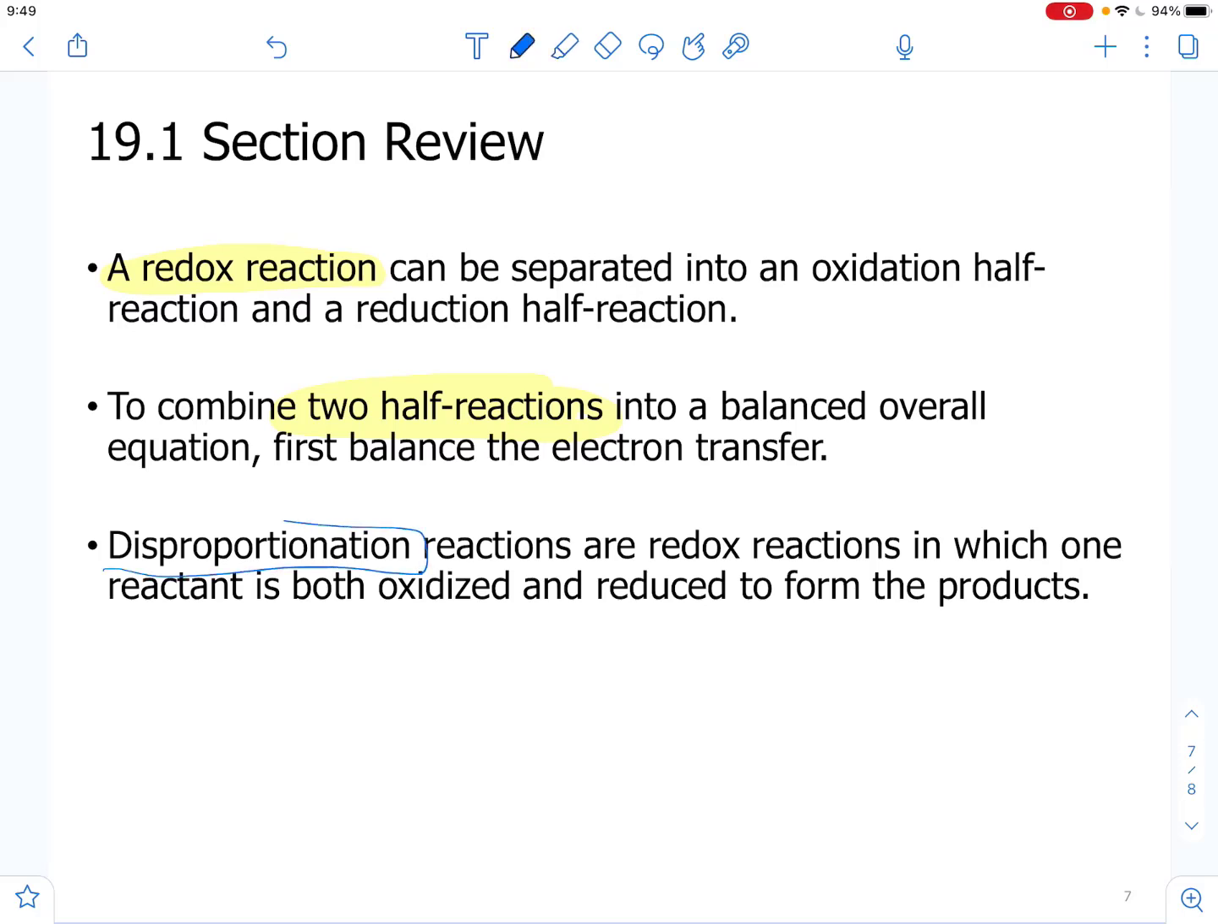Last but not least, the disproportionation is still a redox reaction, but in this case the reducing and the oxidizing agent is the same substance. Not quite the same molecule, so you have two different molecules of the same substance. One will undergo a reduction and the other will undergo oxidation. Okay, so this is the refresher for redox reactions, and then we will move into voltaic cells. We will not fully cover the balancing of redox reactions.